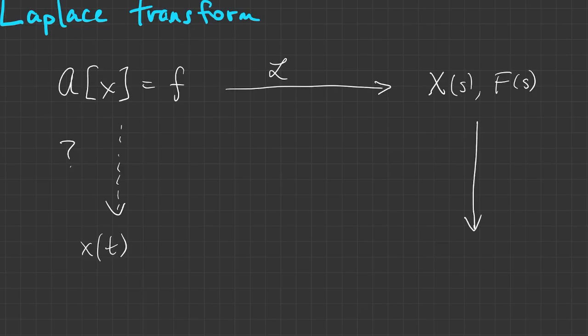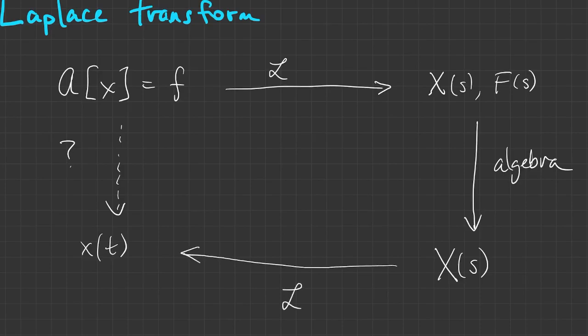And then in that space, it's very easy to do a little algebra to solve for capital X, the transform of the solution we want. And the last step, which is usually the hard one, is to take the inverse transform to get the solution in time.